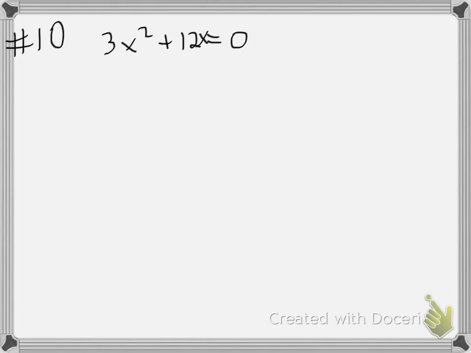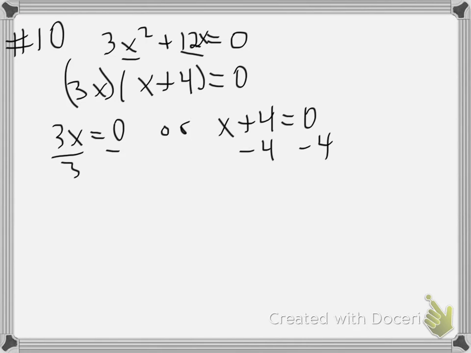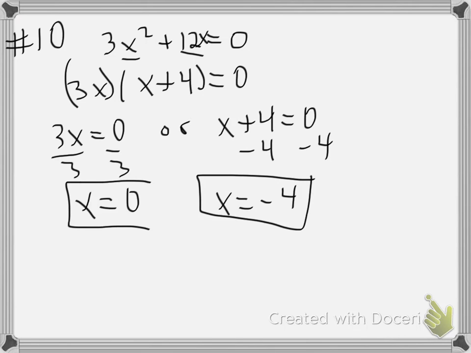So I need to find a GCF, a greatest common factor. Well, 3 goes into 12, and there's an x in each term. So I'm going to go 3x out, and I'm going to be left with x plus 4 equals 0. And if you really think about it, I've got two factors. 3x can equal 0, or x plus 4 can equal 0. Subtract 4 from both sides, divide by 3 on that one, and you get x equals 0, x equals negative 4, and you are done the problem. It's that simple. Let's go to number 11.